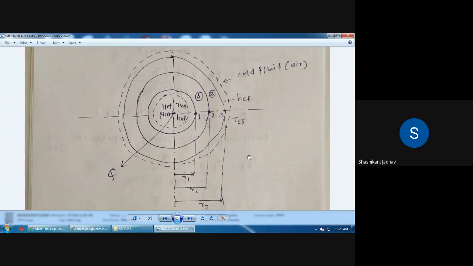That is convection. So convection is denoted by the dotted line and conduction is denoted by the dark line. Okay, so what is the heat transfer coefficient of that cold fluid? That is HCF. Okay, so I have explained the meaning of each term. So I have to draw this diagram. If diagram is over, then put that message in the chat box so that I will proceed.